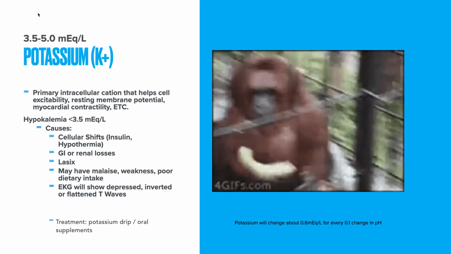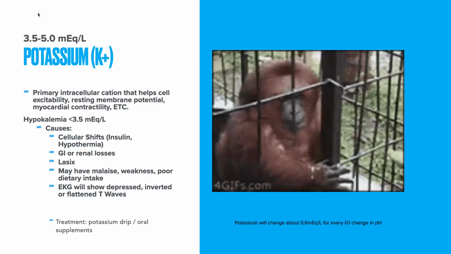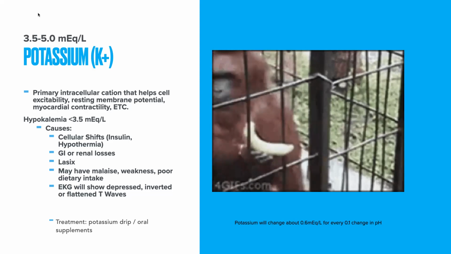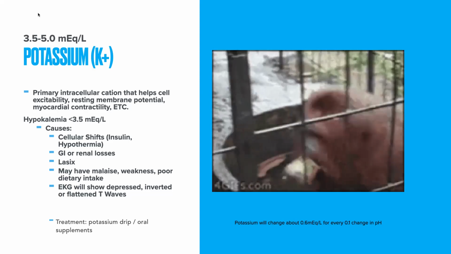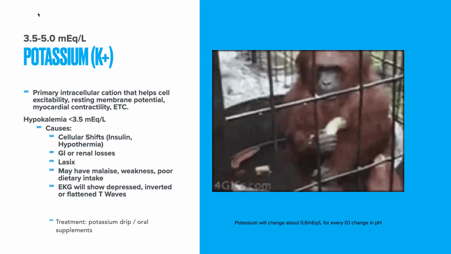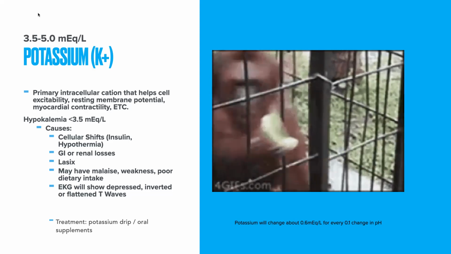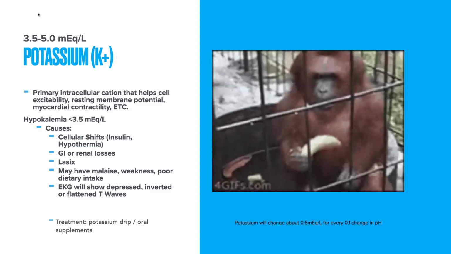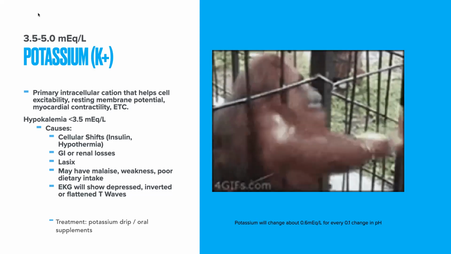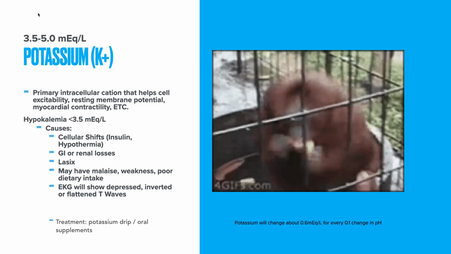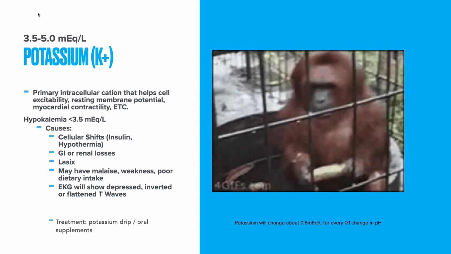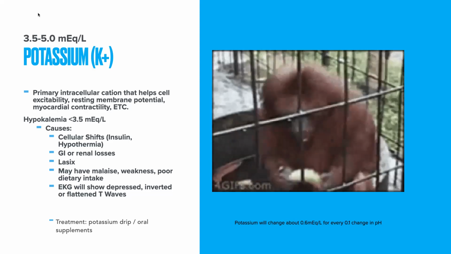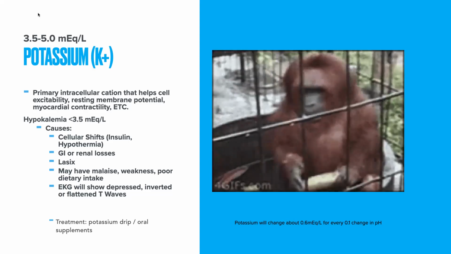Our treatment, we can't do anything in the field here, but potassium is definitely going to be the treatment for them. They're going to get a drip or potentially oral supplements depending on how low the potassium is. And potassium is going to change about every 0.6 milliequivalents per liter for every 1 change in pH. That'll make sense whenever we start talking about acid base and pH balances. So your potassium's changing when your pH changes, your sodium's changing, your whole body's just screaming on the inside because it's all messed up, and these people are really sick, and they've got to go to the ICU.